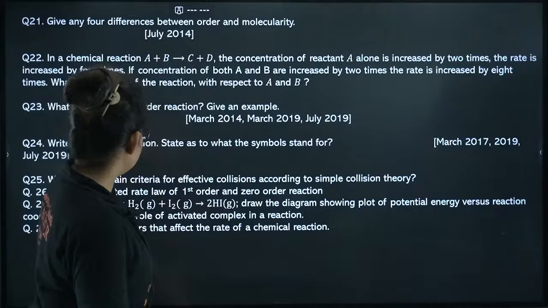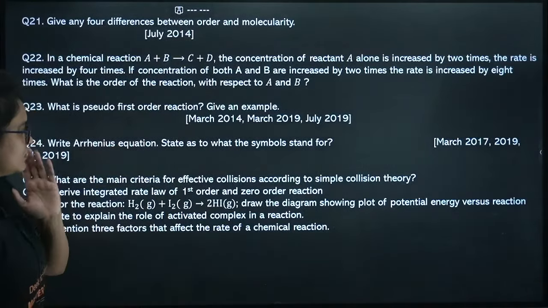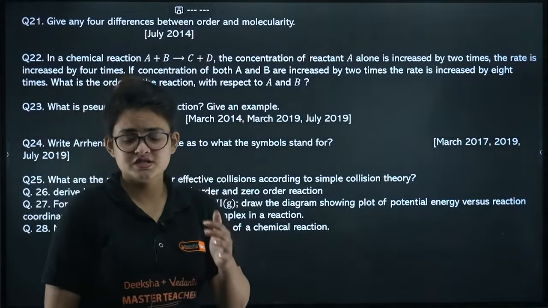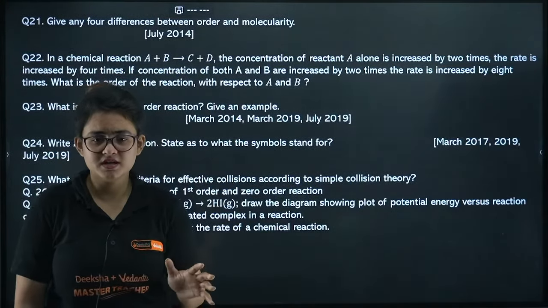Next you can see, what are the main criteria for an effective collision according to the simple collision theory? So for effective collision, I guess you know: orientation and energy barrier. This thing you can mention.